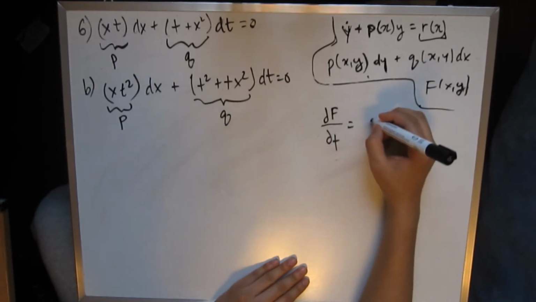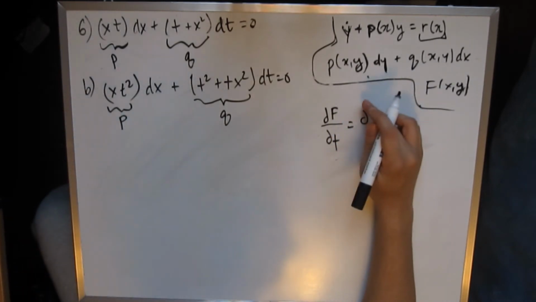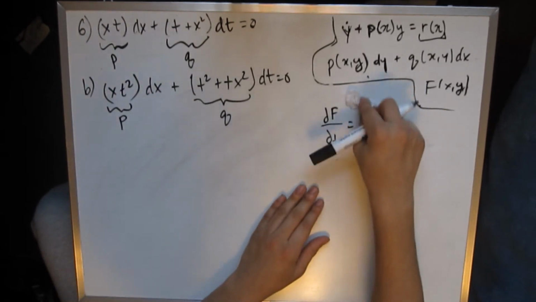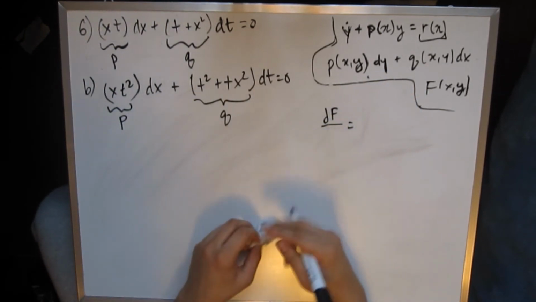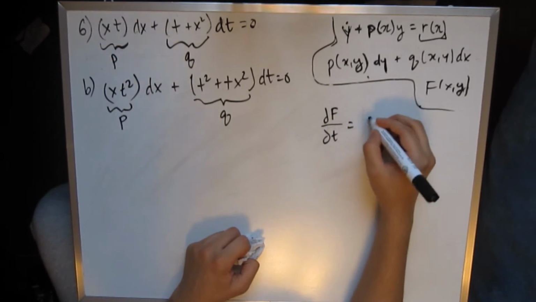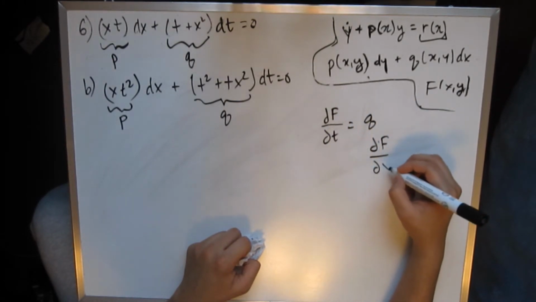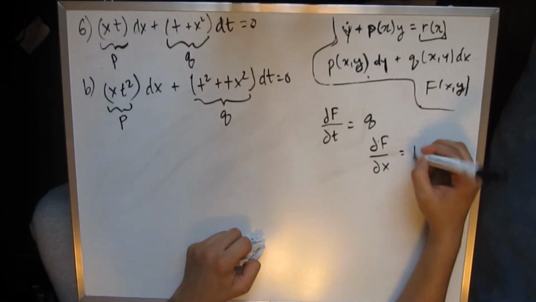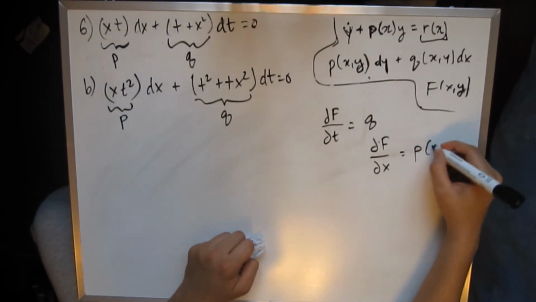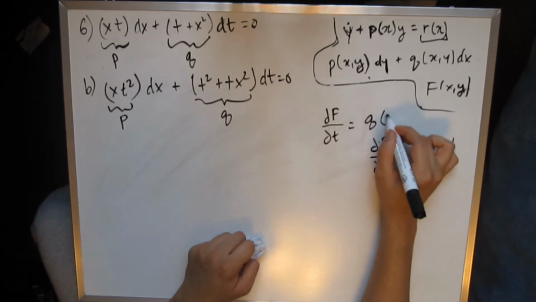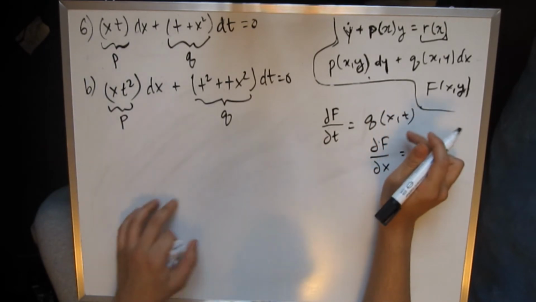t is equal to Q. Sorry about that, let me just write this again. The derivative of f with respect to t is equal to Q, and the derivative of f with respect to x is equal to P. Let me just write the x, t's over there. So you could go either way.